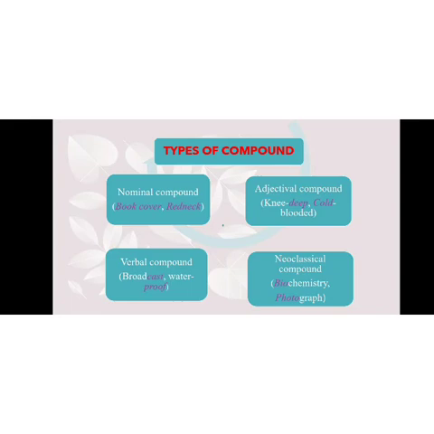And compounds can be divided into four types. The first, nominal compound. A nominal compound is a compound with a noun as head, and it has two types too. The first, endocentric compound, where the semantic head of this compound is inside the compound. For example, book cover. And the second is exocentric compound, where the semantic head is outside the compound. For example, redneck. Redneck is a kind of person.